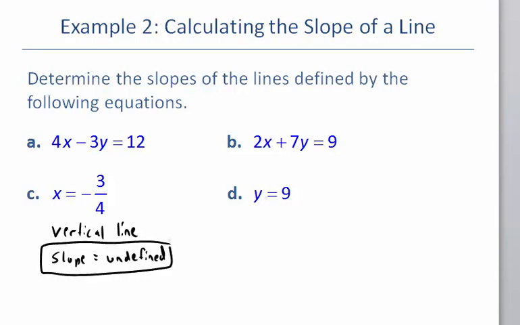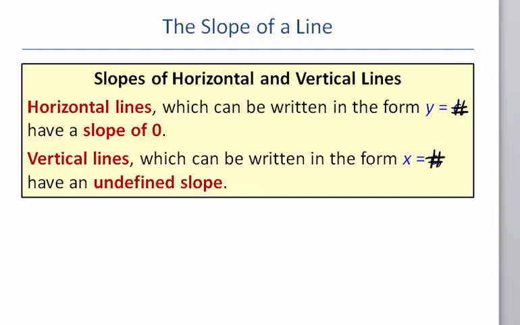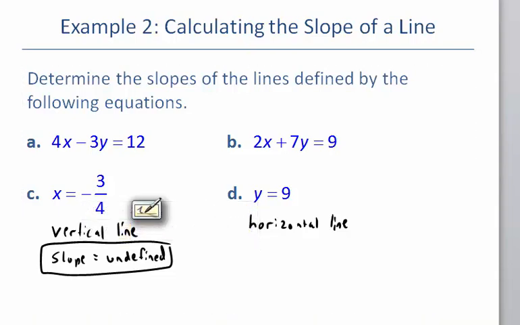On part D, y is equal to 9. We know that if it only has a y, it represents a horizontal line. And again, if we look back, horizontal lines always have a slope of 0. And so we can say that our slope is equal to 0. Notice there's nothing to work out in either of the horizontal or the vertical line case. We simply need to remember that vertical lines have an undefined slope and horizontal lines have a slope equal to 0.